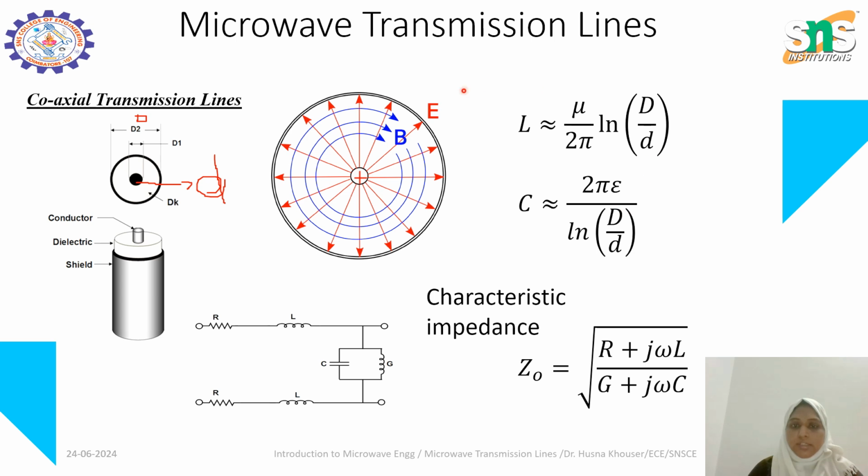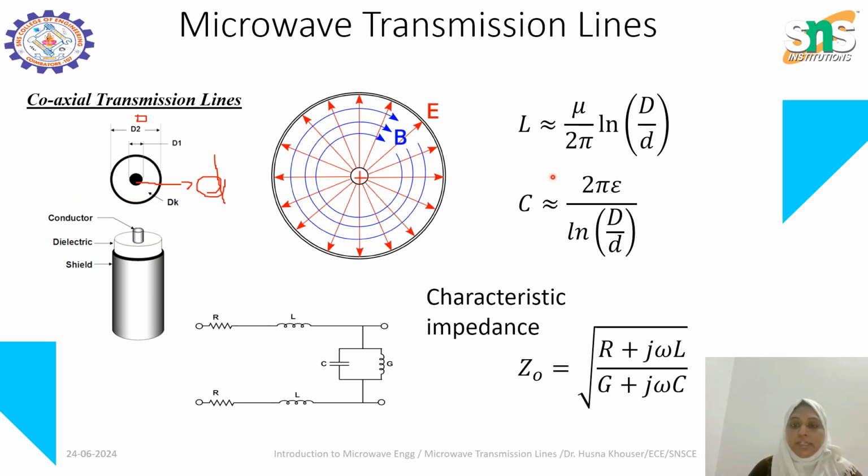Now, how are inductance and capacitance calculated? The formula is similar to that of the two-wire transmission line, with a slight change in the parameters. Inductance L is equal to mu naught by 2 pi times ln of D by d, where capital D is the distance to the outer conductor and small d is the radius of the inner conductor, the pin. Capacitance is 2 pi epsilon divided by ln of D by d.